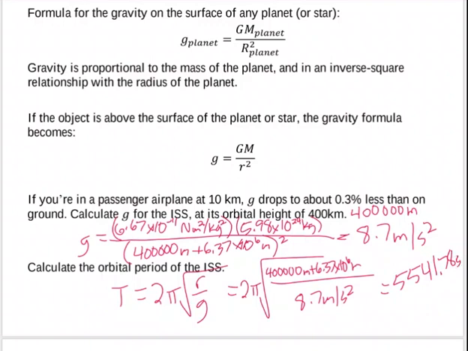Let's see if we can get that into minutes. Divide by 60. 92.363, so 92 minutes. And now we have the actual correct orbital period for the International Space Station using the right gravitational pull. So now it's fixed. If you remember back in the last section, we had the wrong one. Now we have the right one.